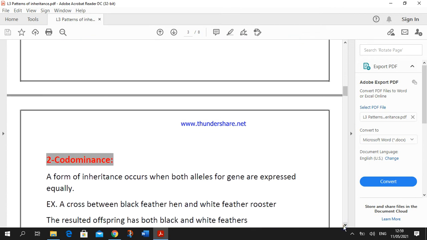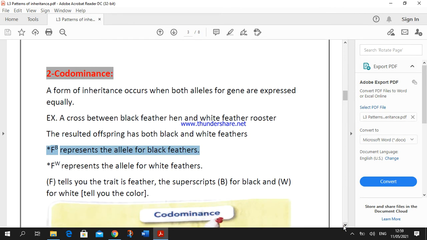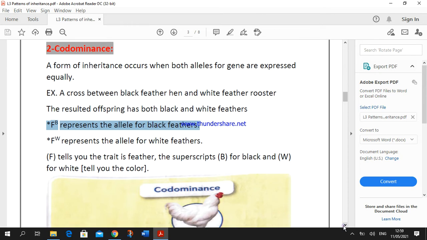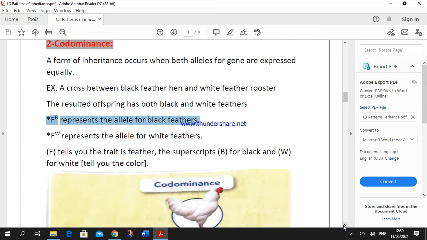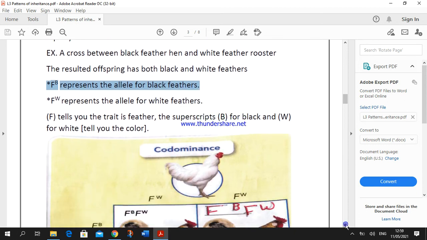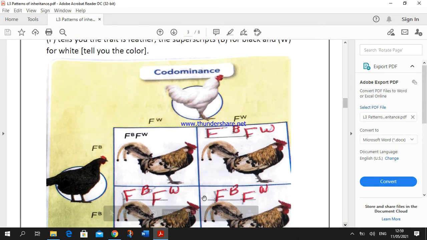Codominance. Co means working together as a team. Codominance is defined as a form of inheritance that occurs when both alleles for a gene are expressed equally. Both of them are strong enough. We have an example, a cross between a black feather hen and a white feather rooster.